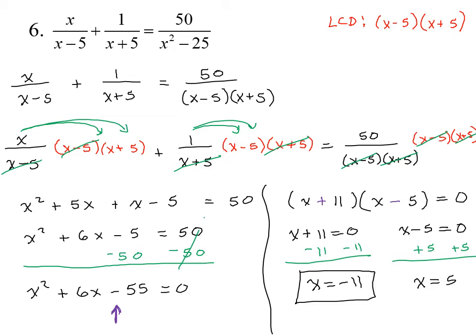If you go back up to the very top on the left, there's an x minus 5 right there. That x minus 5 right here, if I was to plug that 5 in, I would end up with 5 minus 5 on the bottom. So that means this answer down here that I got, this x equals 5, cannot work. And so I have to toss this one out and say my answer is only negative 11.